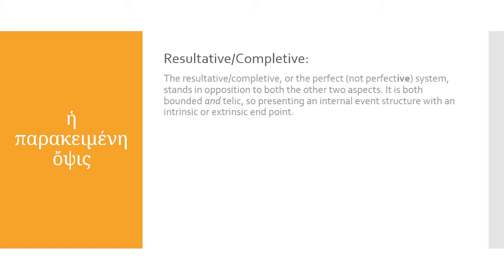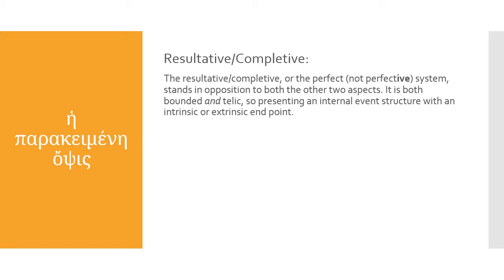The third aspect is the resultative or completive aspect. And it's not one or the other, it's both. That's why you might also refer to it as stative. In Greek, he parakimene opsis. The resultative or completive, or the perfect, not perfective, system stands in opposition to both the other two aspects. So it's a third. We've got a triangle going on here.